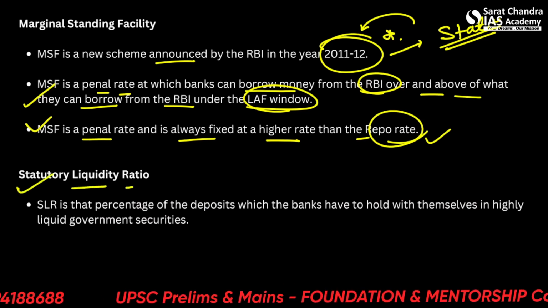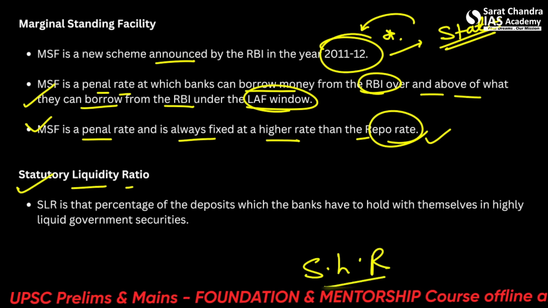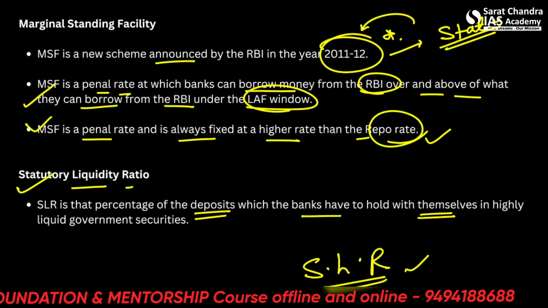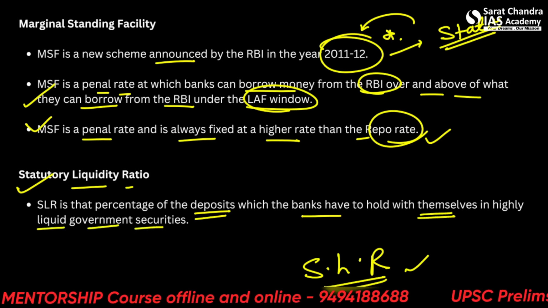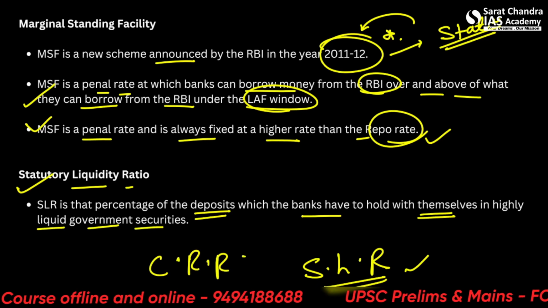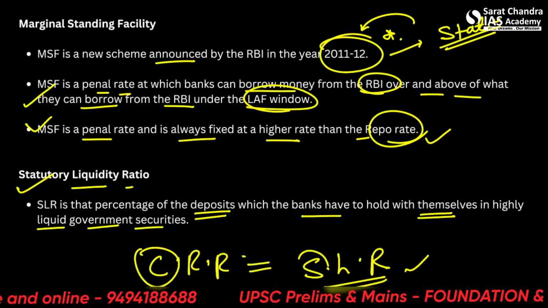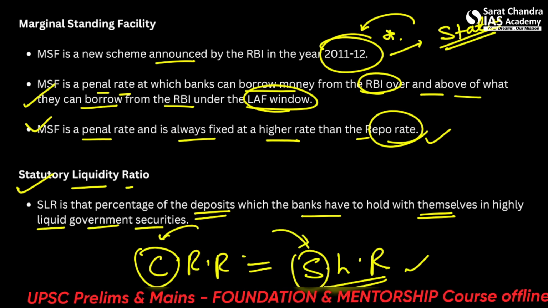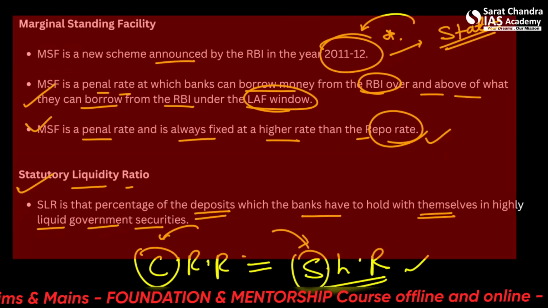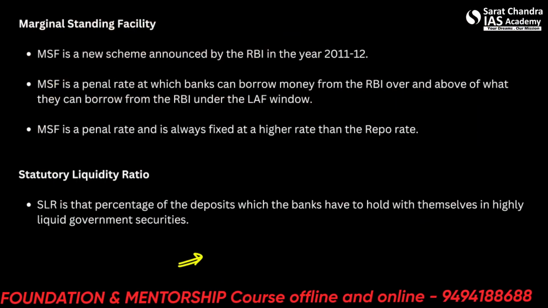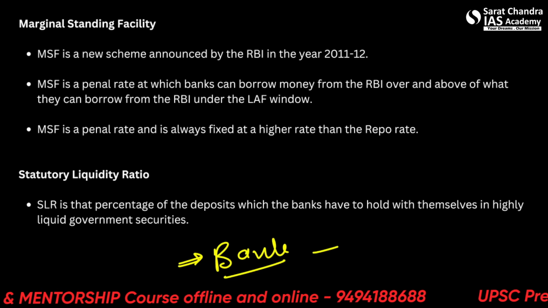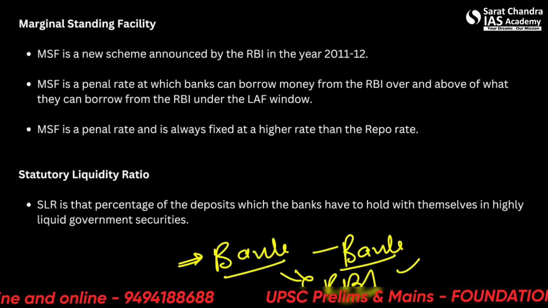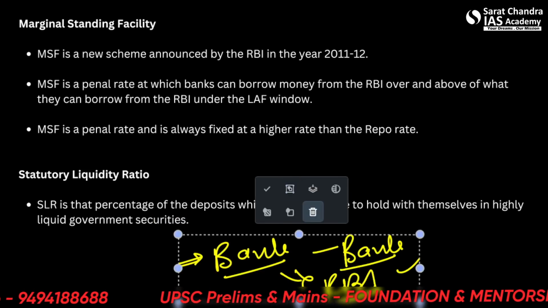Statutory Liquidity Ratio, SLR. SLR is the percentage of the deposits which the banks have to hold with themselves in highly liquid government securities. So CRR versus SLR: CRR is in cash, SLR is in securities. You can figure that out from the word itself. Both of these have to be held with the bank itself, not with the RBI. These can come as simple statements and will confuse you very much in the exam if you do not already know about these.